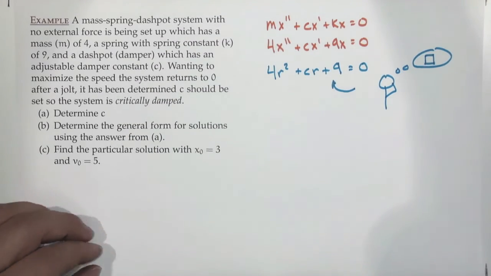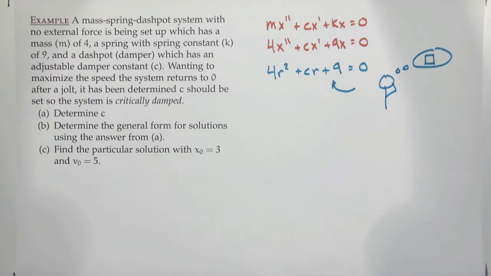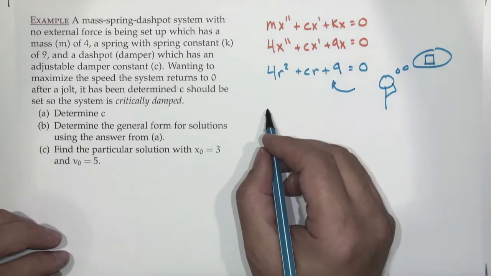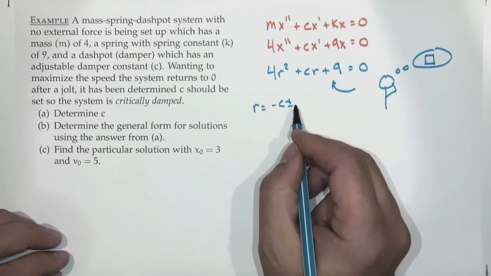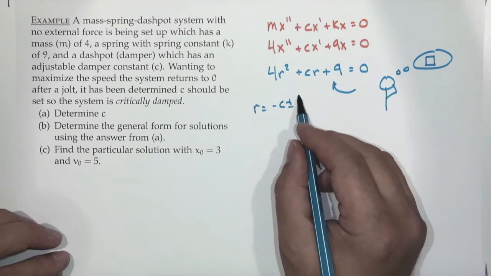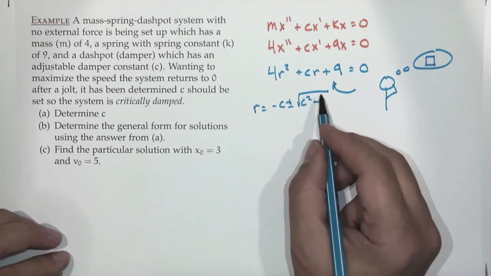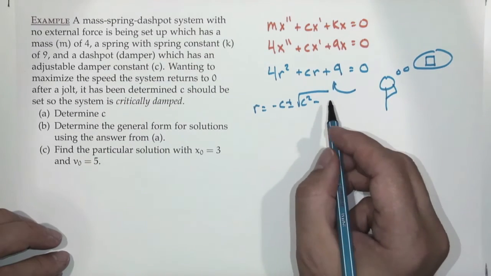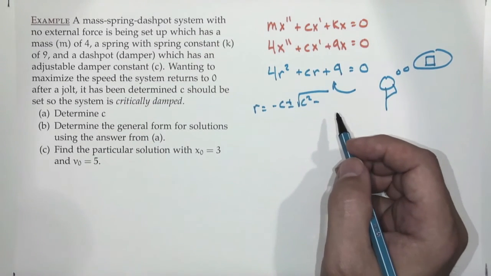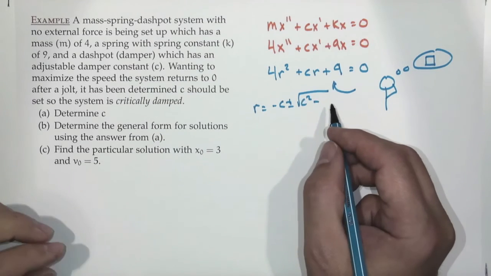Simple thoughts. All right. So, we'll go ahead and just work it out. Negative c plus or minus the square root of c squared minus 4 times 4 times 9, which is, yeah, big number. I don't know.